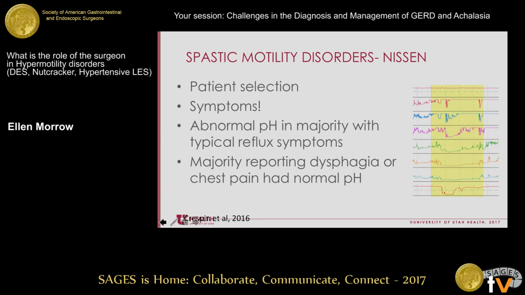So this makes no sense. I just spent 3 slides talking about POEM for hypermotility disorders, and now I'm talking about fundoplication. So how do we use this clinically? Well, the key here is really a thorough workup preoperatively and patient selection.